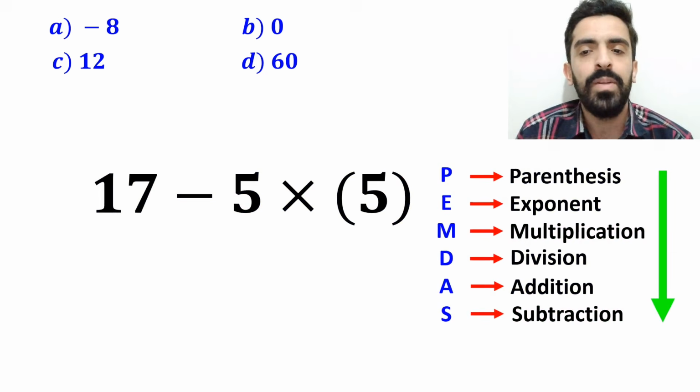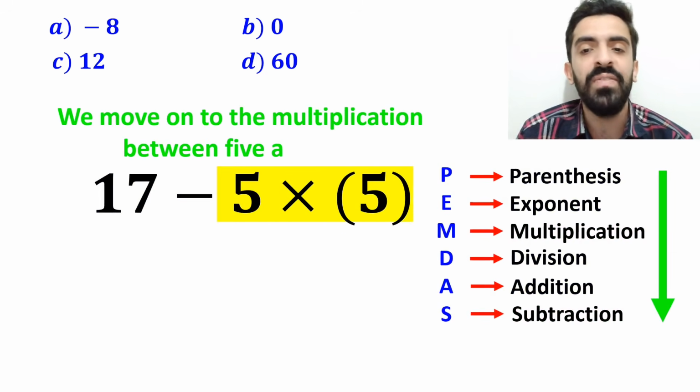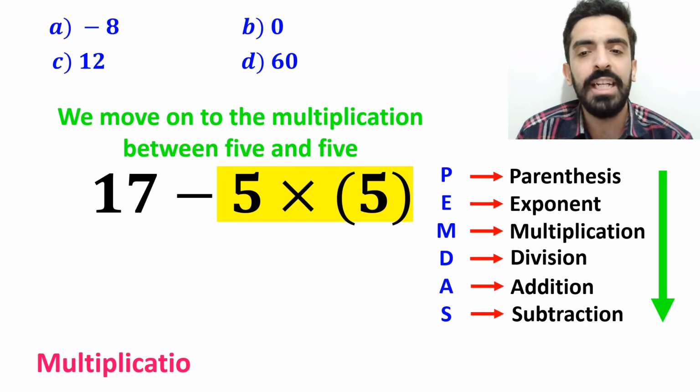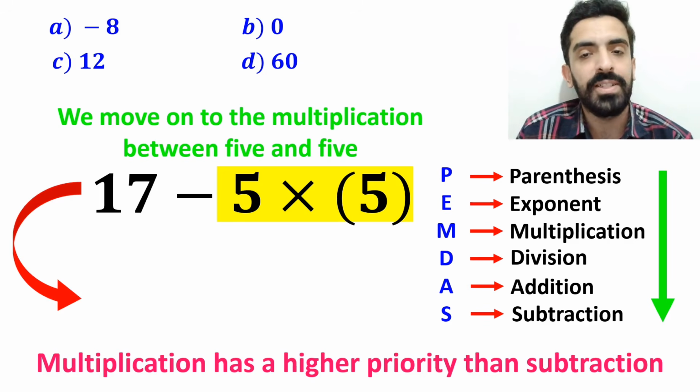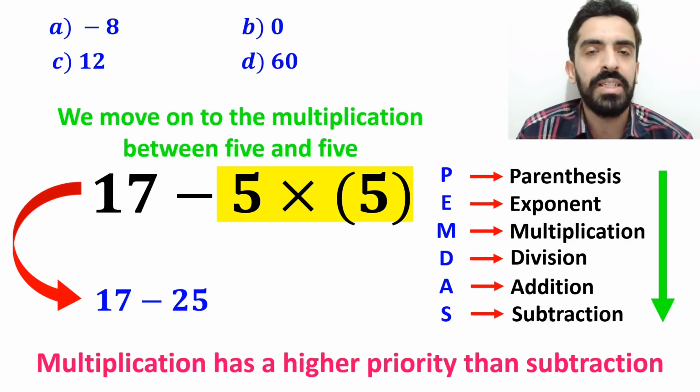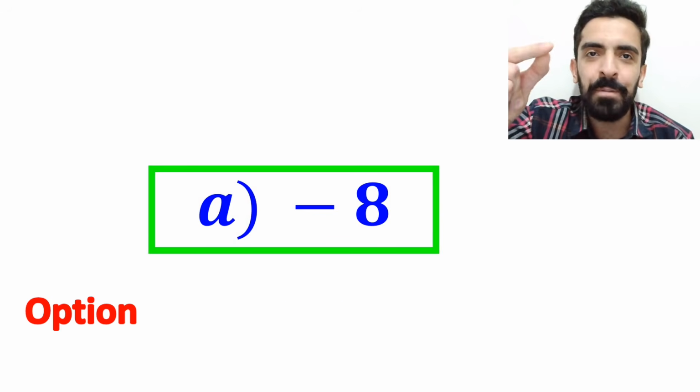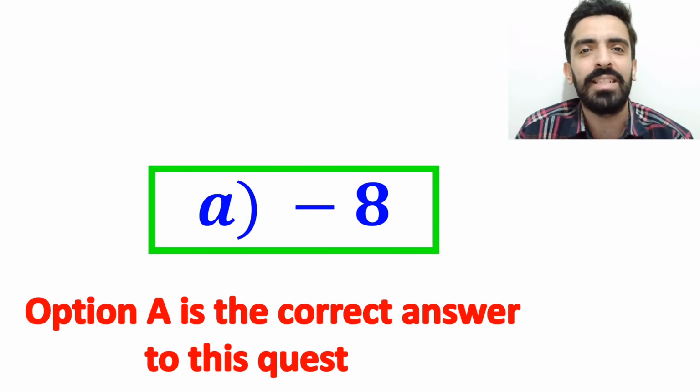And the next step, we move on to the multiplication between 5 and 5 because multiplication has a higher priority than subtraction. So, we rewrite this equation as 17 minus 25, which finally gives us the answer -8. Therefore, option A is the correct answer to this question.